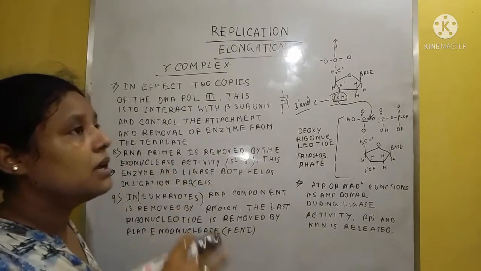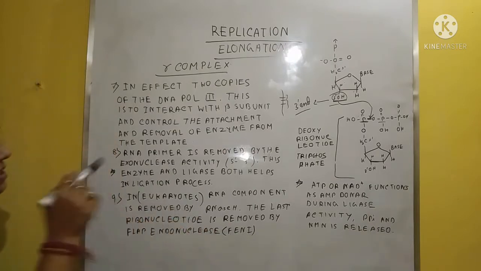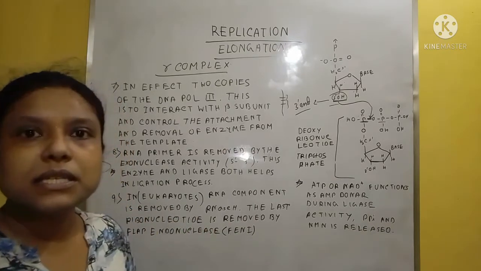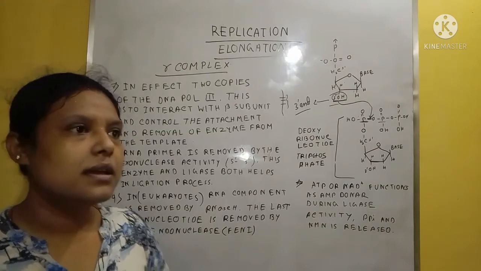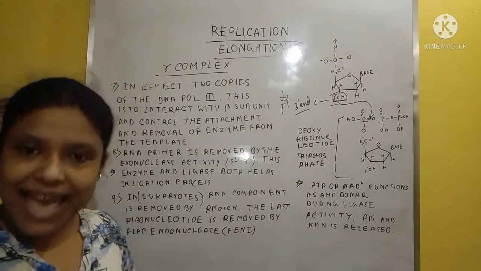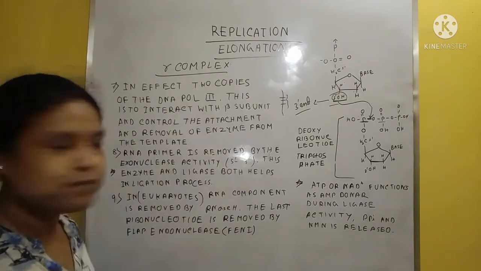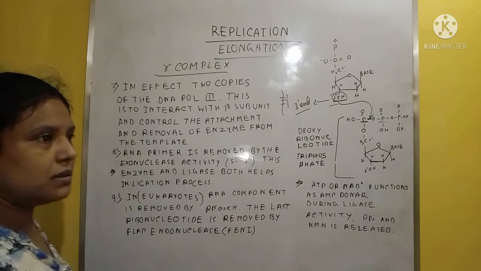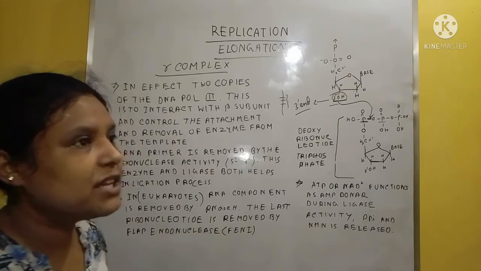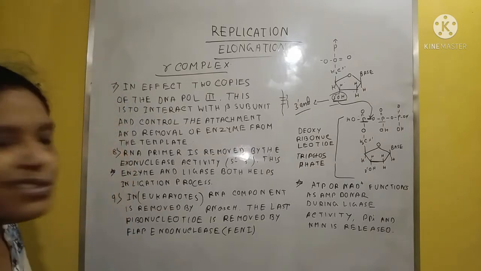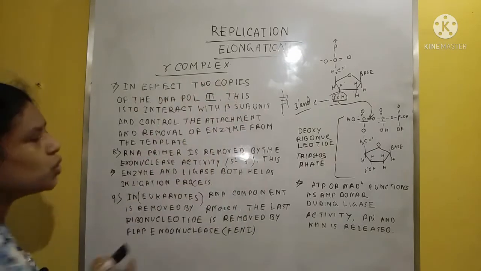That means it helps in this process in such a way that it can control whether the replication is continuing or not. If the replication process is continuing, it attaches the enzyme here, and when it decides the replication process is not to be continued, it helps the removal of the enzymes. So this is the actual role of the gamma complex.